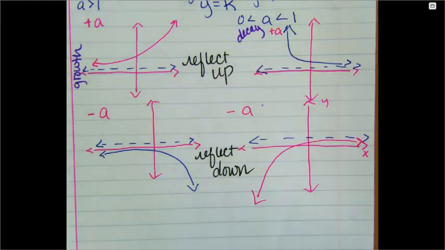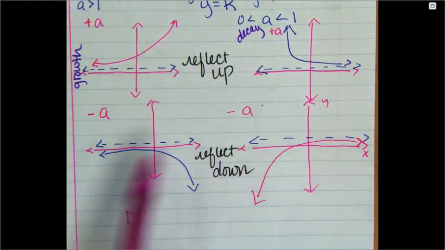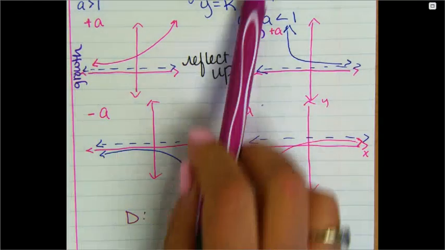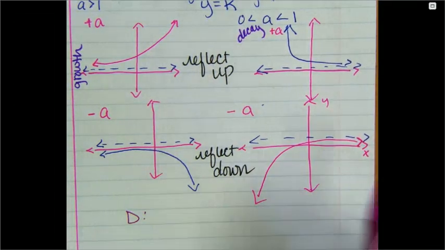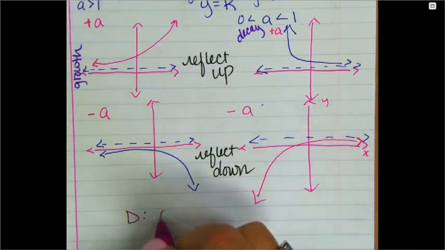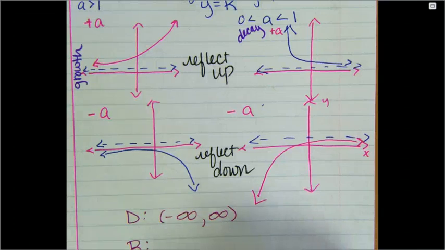Okay. Good. Let's talk about domain. What do you think your domain is? It doesn't matter your function. If it goes either like this, or like this, or like this, what do you think domain is? Negative infinity to positive infinity. Good. Is the range going to be as easy? Yes or no? Do you think your range is negative infinity to positive infinity? Yes or no? I hear yes and I hear no.